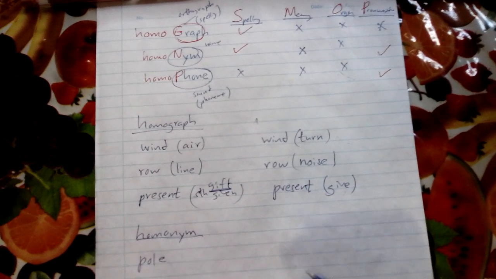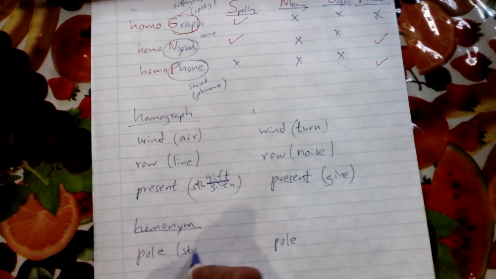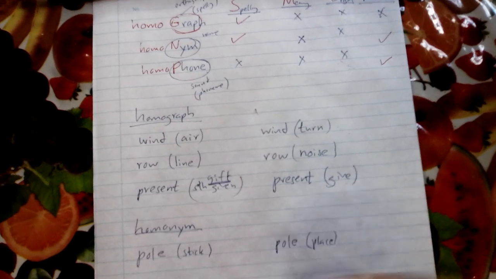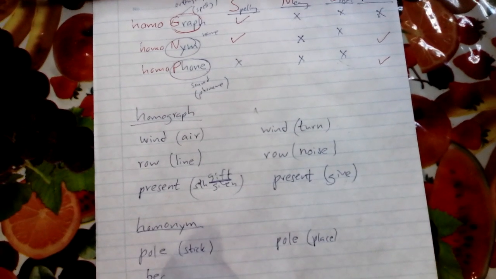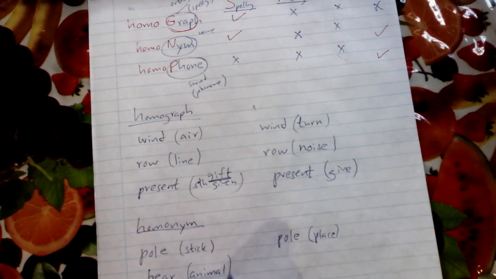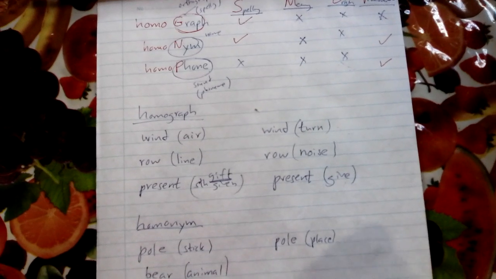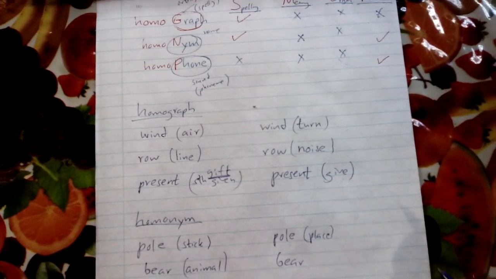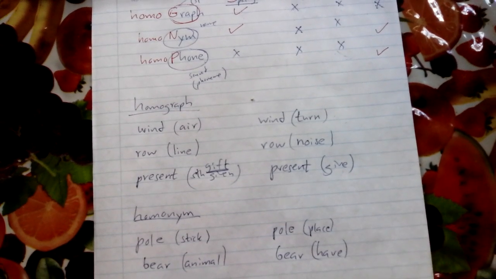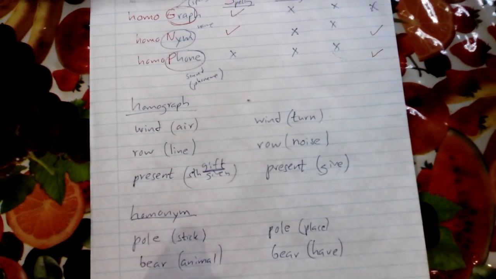Pole and Pole. So here it is the stick, and here it is the place, as in North Pole, South Pole. And bear, this is the animal, that furry black creature, and the polar bear is the furry white creature. And this bear means to have. For instance, I can say my sister bears resemblance to my mother. Something like that.